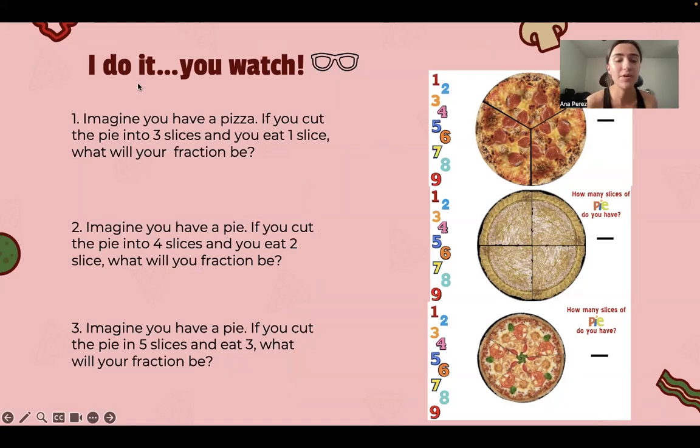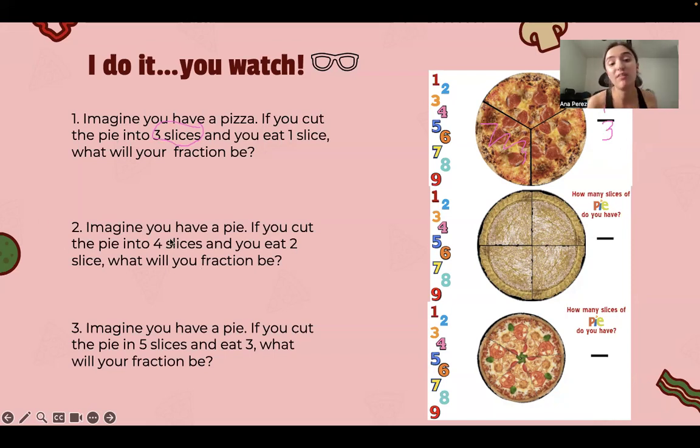okay? Number 1, imagine you have a pizza. If you cut the pie in 3 slices and you eat 1 slice, what will your fraction be? All right, if you cut the pie into 3 slices, which is already done for you, and you eat 1 slice, what will your fraction be? So how many equal parts did we say we had? 3. And how many slices did we eat? 1. So our fraction is going to be 1/3.